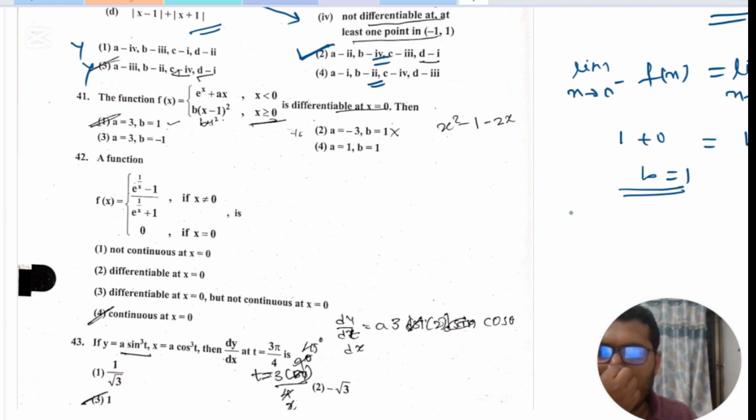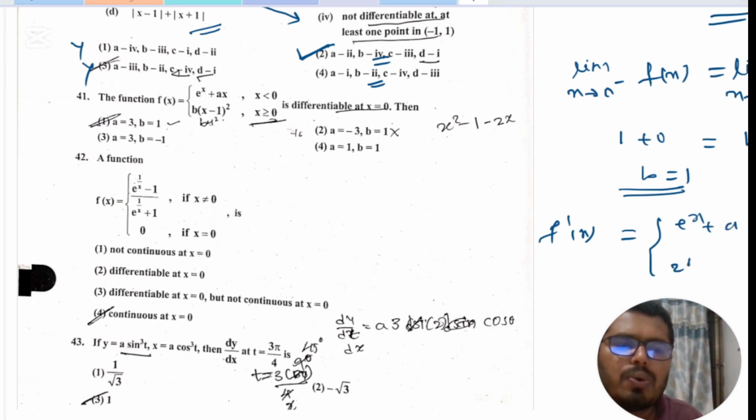Okay. Next, how to find out a? Let us see. Then if you take f dash here, f dash of x is equal to e raised to x plus a, 2b times x minus 1, for x less than 0 and x greater than 0. Now apply the limit here. Left hand limit as x tends to 0: it is equal to 1 plus a is equal to 2b minus. Okay, then a is 3, that is 1 plus 3 is 4, that is equal to minus 2b.